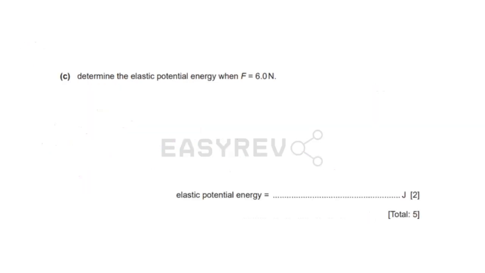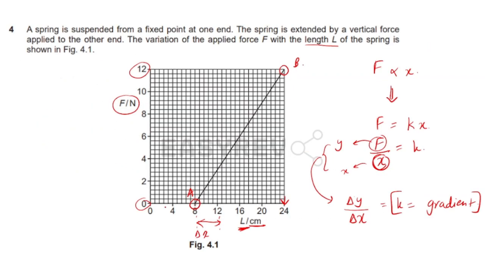Now that we're done with part B, let's look at part C. C says determine the elastic potential energy when F is 6 newtons. Now this is where they've given us the specific value of force, which is 6 newtons. And we want to determine the elastic potential energy at a force of 6 newtons.